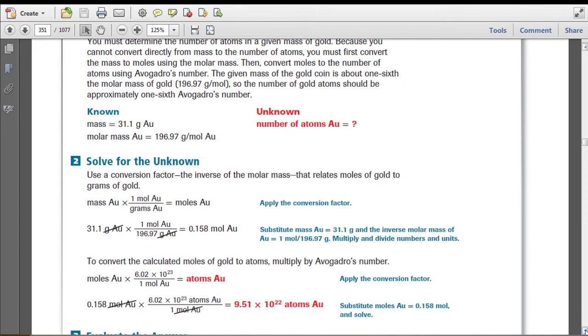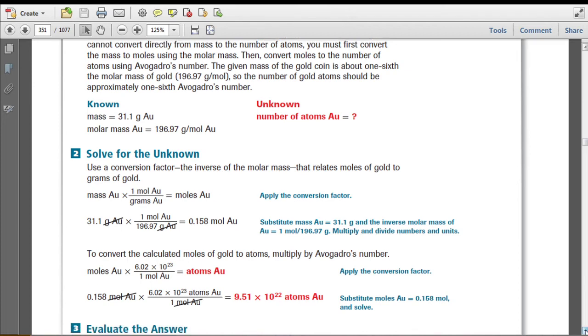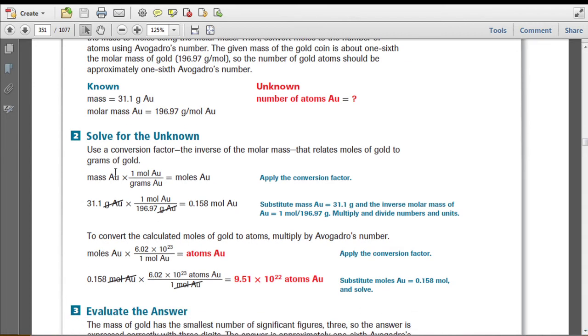So what we're going to go ahead and do is use a conversion factor, right? In this case, the inverse of the molar mass, that relates moles of gold to grams of gold. So we're going to convert that 31.1 grams to moles by using the conversion factor of 1 mole of gold over the molar mass. And that tells us 0.158 moles of gold exist in that coin.